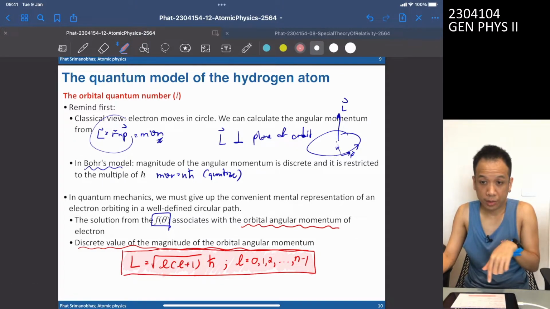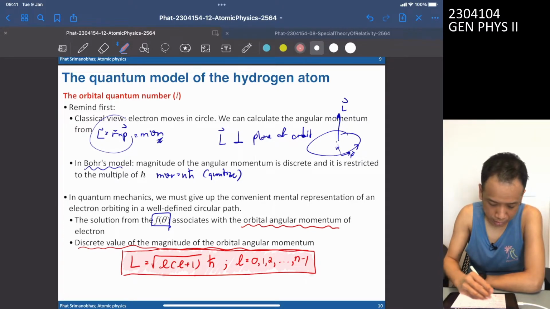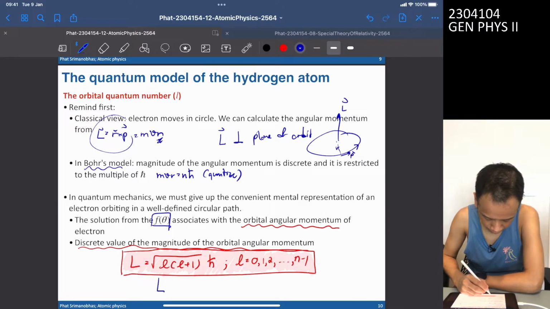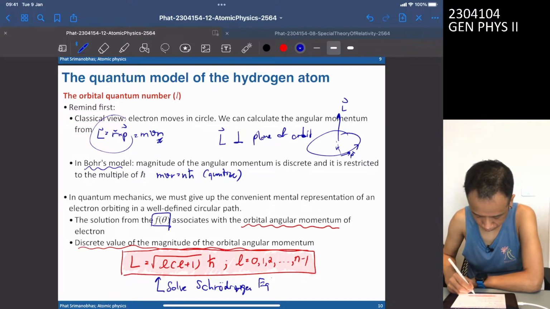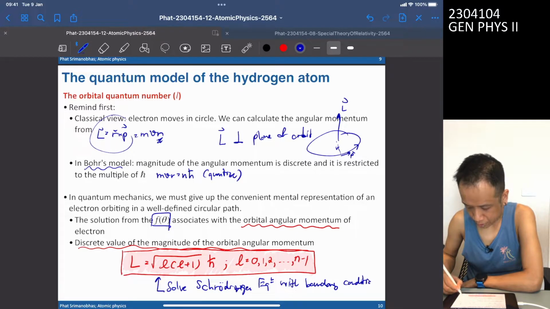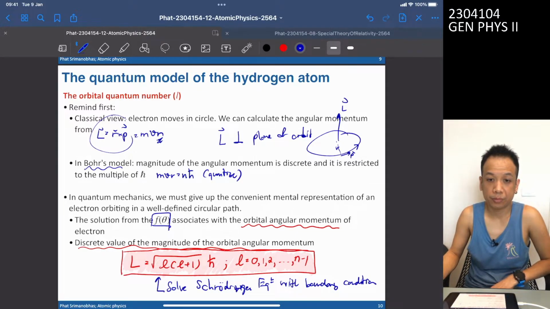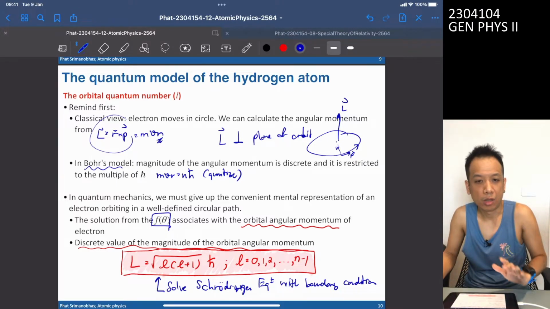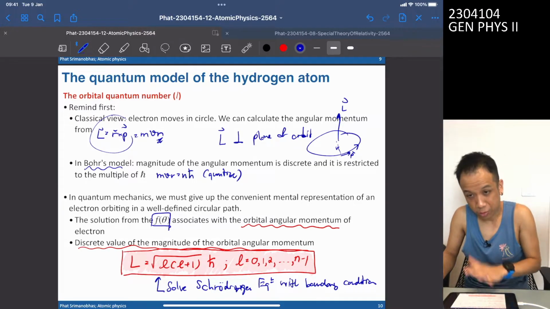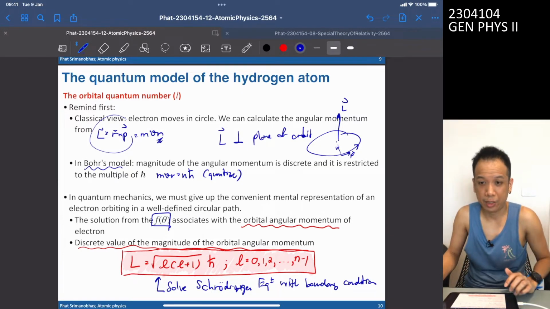Before we move on to the result, just to remind you that this comes from when you try to solve the Schrodinger equation with the boundary conditions. It's nothing about Bohr, it's nothing about the classical point of view. You try to solve it, and you will get this result.